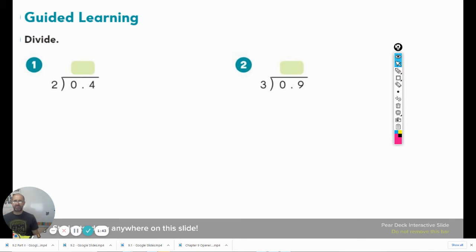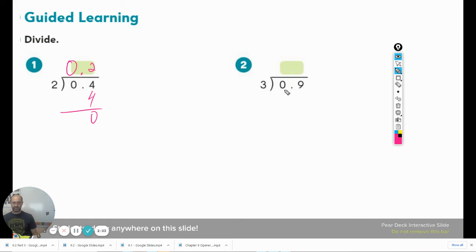Okay. Using that strip, here's what I would do. I'm not going to turn you loose on these. We're going to do exactly what I would do before. I'd ask myself, can 2 go into 0? No. Can 2 go into 4? Yeah. How many times? So then I would start here. 2 times 2 is 4. I get a 0. And my answer is 0 and 2/10.